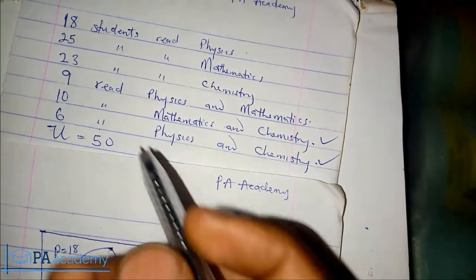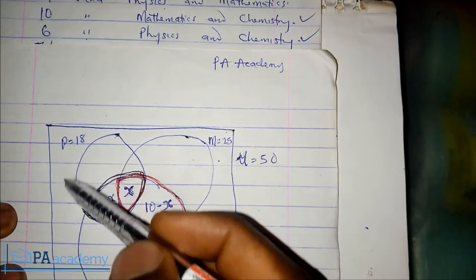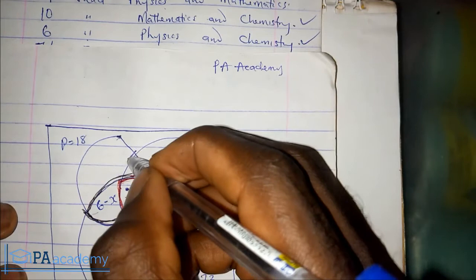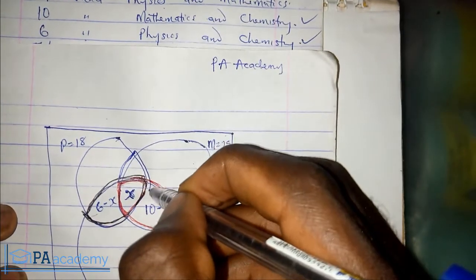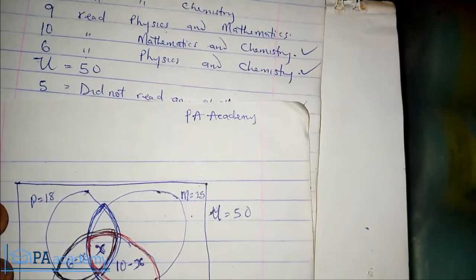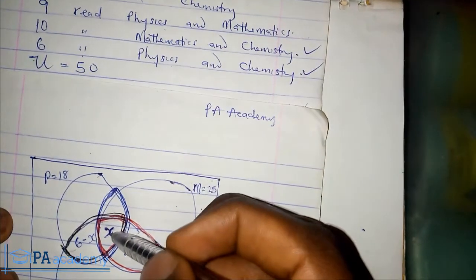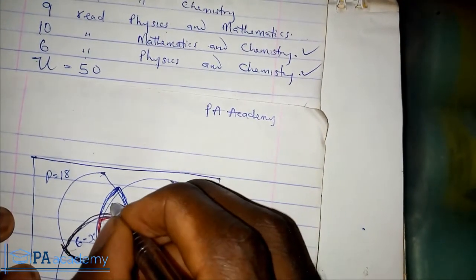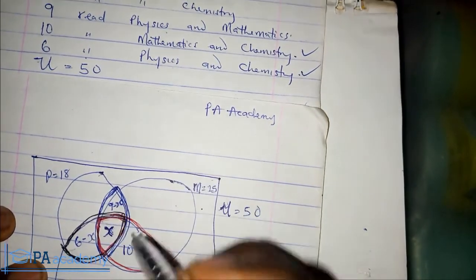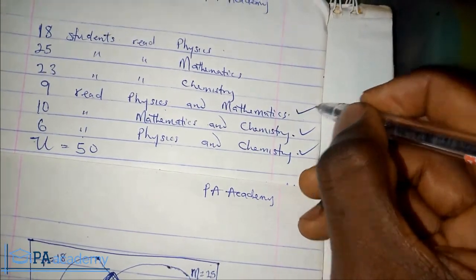So the next one is 9 read physics and maths. This is the circle that represents physics, maths, and the part that joins them together is this part. So from the 9, we already have X that read all the 3 subjects. So what we are going to have here is 9 minus X. I believe you can see this. So that's 9 minus X. We've been able to answer this.